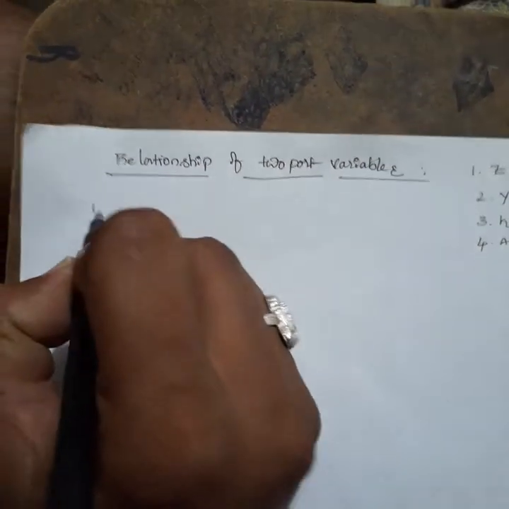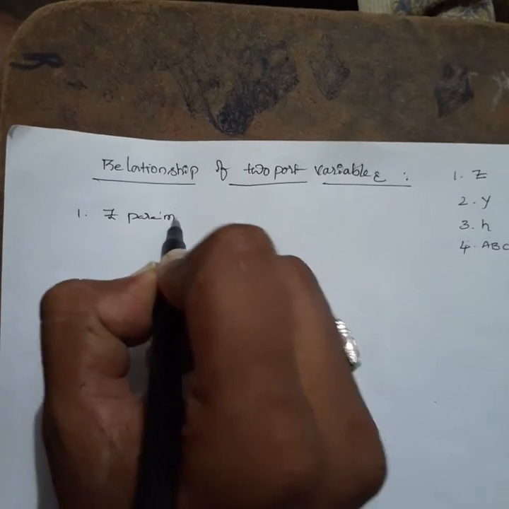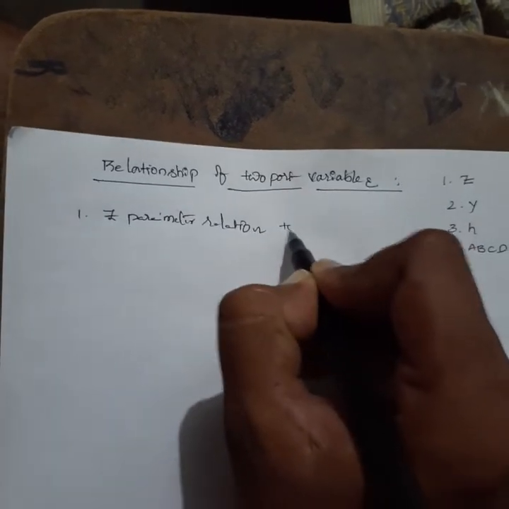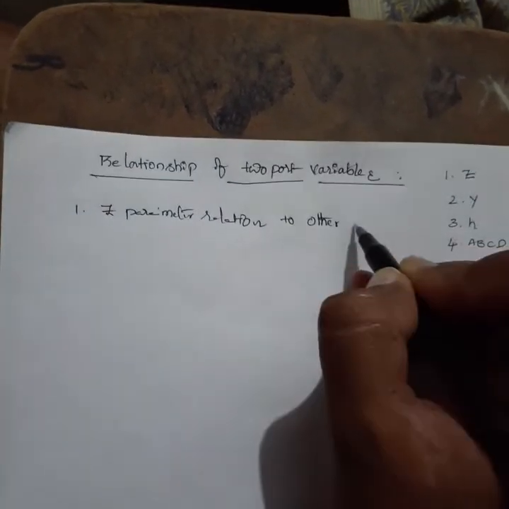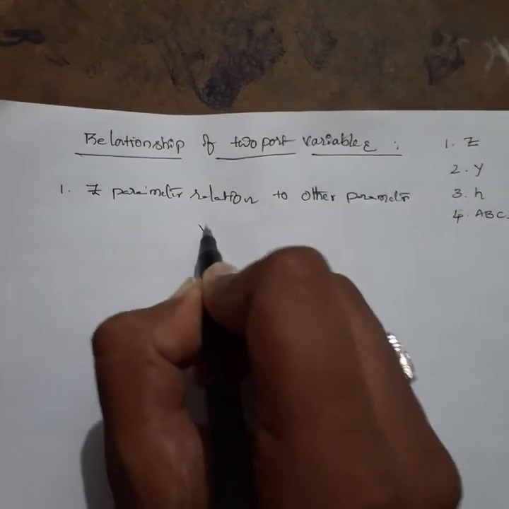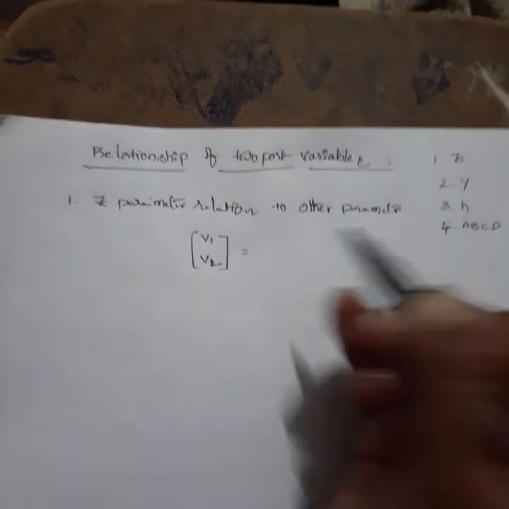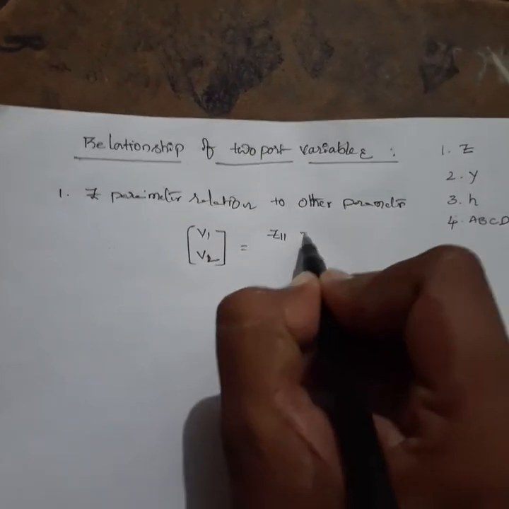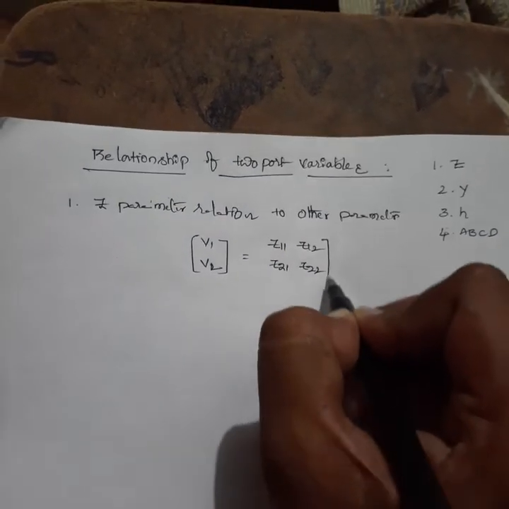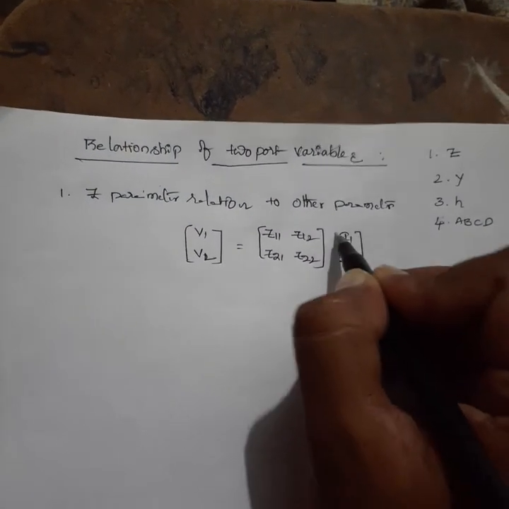Here I will discuss the Z parameter relations to other parameters. The Z parameters in matrix form are [V1 V2] equals [Z11 Z12; Z21 Z22] into [I1 I2]. This is the Z parameters.